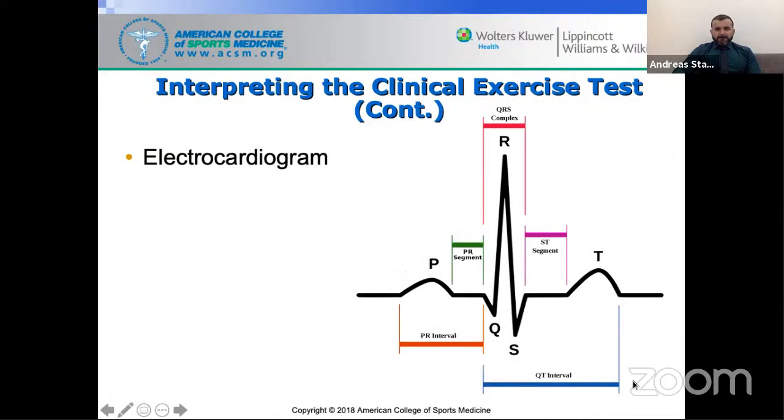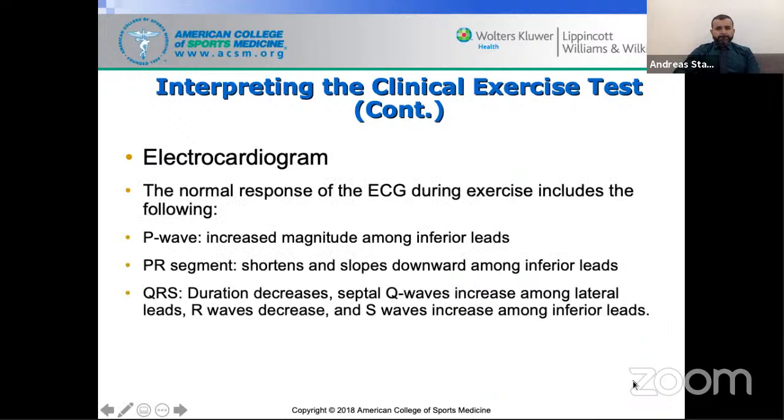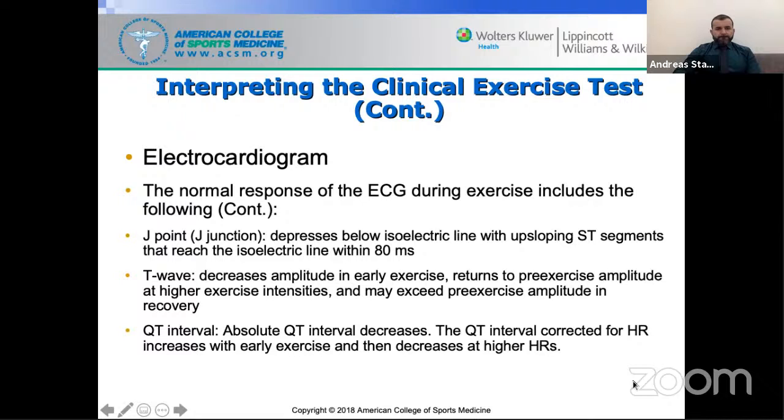Is that the J? Yeah, the J joint is where the ST segment starts. Okay, because this is not there. Okay, that's the J point.